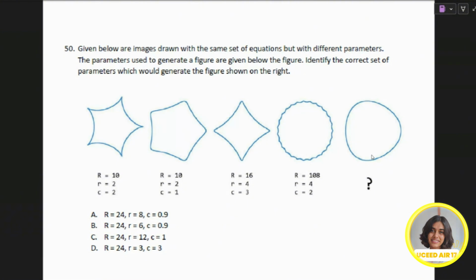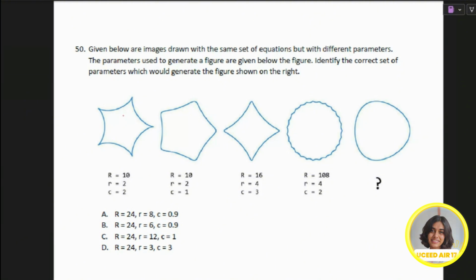Given below are the images drawn with the same set of equations but with different parameters. The parameters used to generate a figure are given below the figure. Identify the correct set of parameters which would generate the figure shown on the right. Count the basic thing first. Count the sides. Any polygon, count the sides. 1, 2, 3, 4, 5. 5 sides. 5 sides. 4 sides.